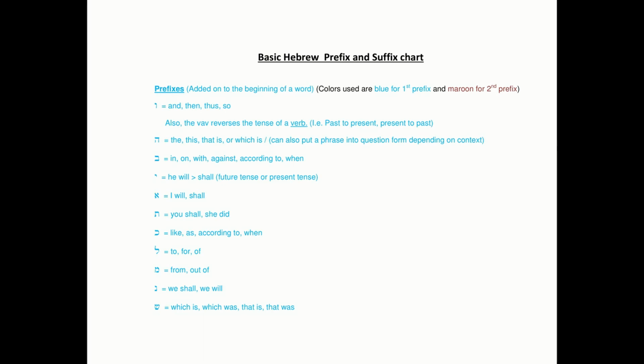1, 2, 3, 4, 5, 6, 7, 8, 9, 10, 11. 11 prefixes. When you understand those 11 prefixes and you've got them down, you're really well on your way to reading Hebrew.